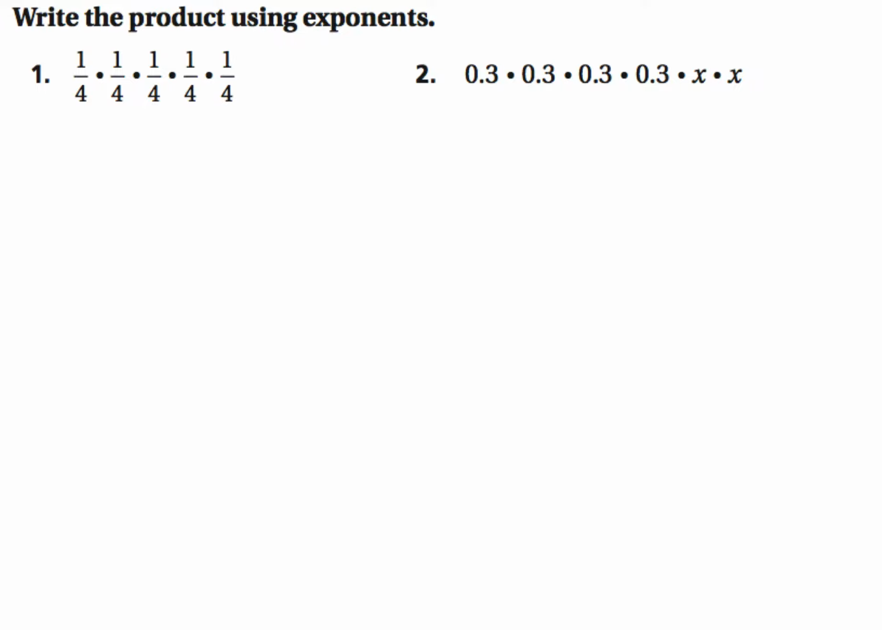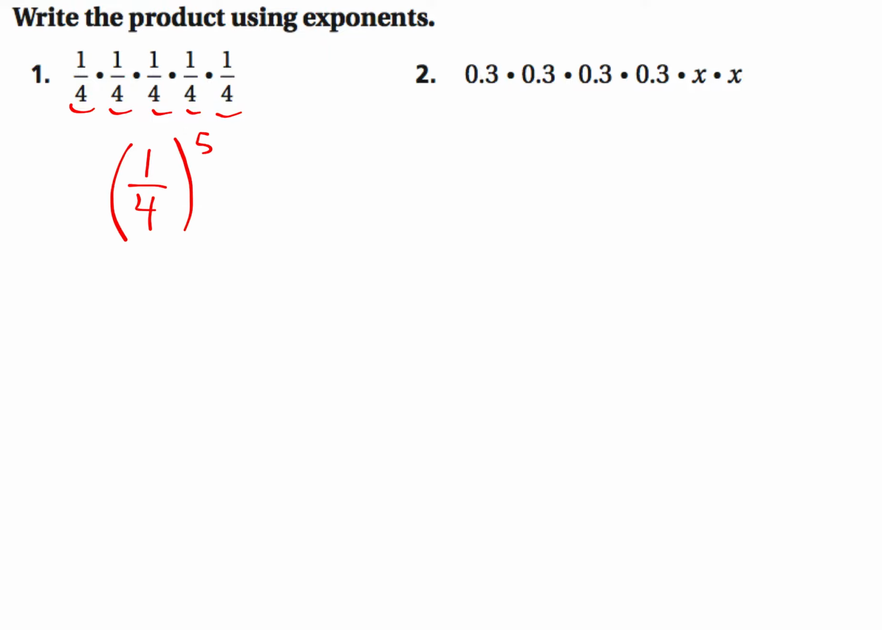Write the product using exponents. All right, on this one, you can see 1/4 is the base. It's what gets repeatedly multiplied, and it's multiplied 5 times. So this is 1/4 in parentheses to the 5th power.